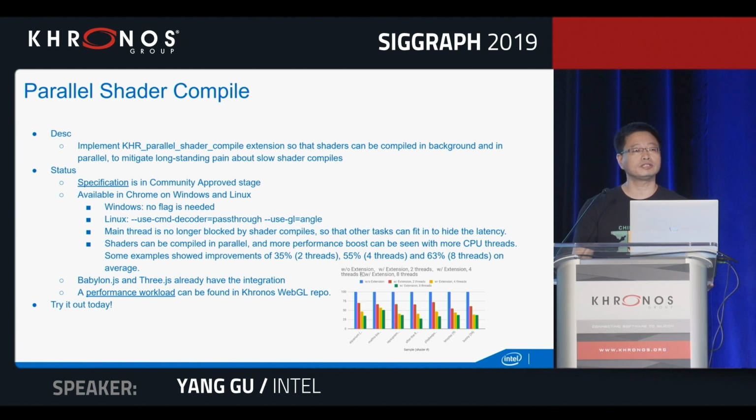We have some performance data here with 2 CPU threads, 4 CPU threads, and 8 CPU threads. We can see a very obvious performance boost with this feature. Some major WebGL frameworks like Babylon.js and Three.js already have this integration. Just try it out today.